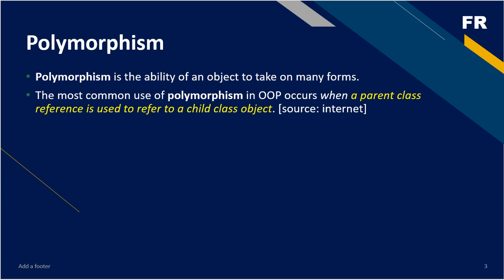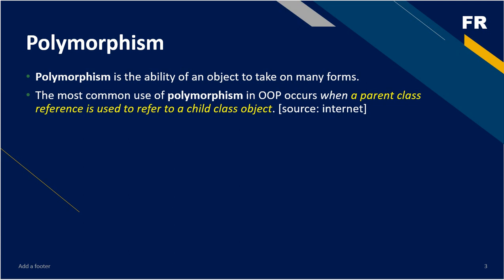So where does polymorphism come in? First, I will introduce you to the concept of polymorphism, what it is all about. Polymorphism is the ability of an object to take on many forms. So focus on this point. Polymorphism is the ability of an object to take on many forms. So it is related to the object. An object can take on different forms.